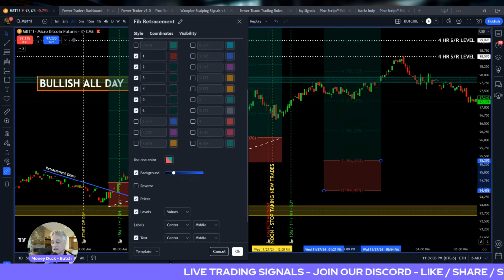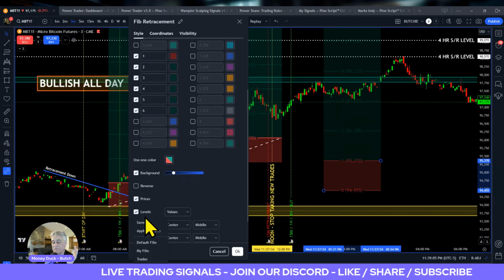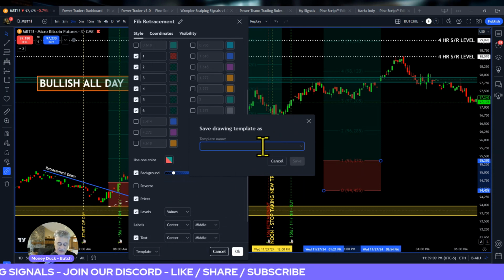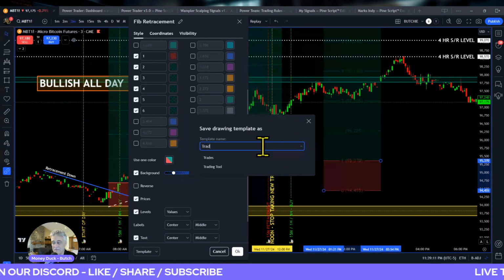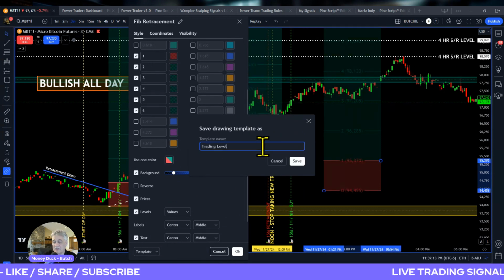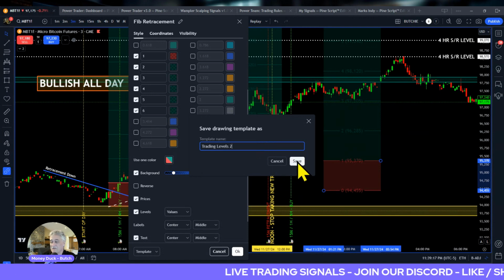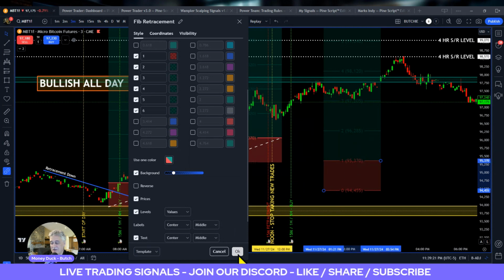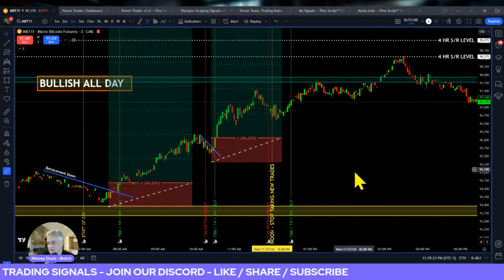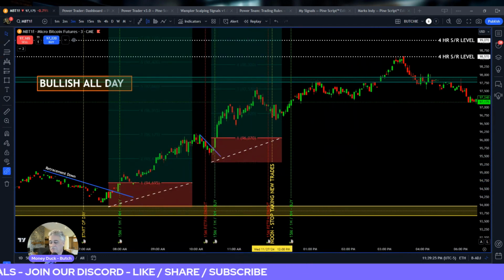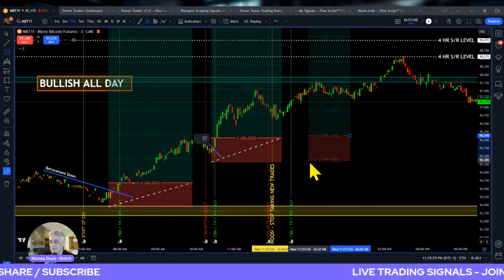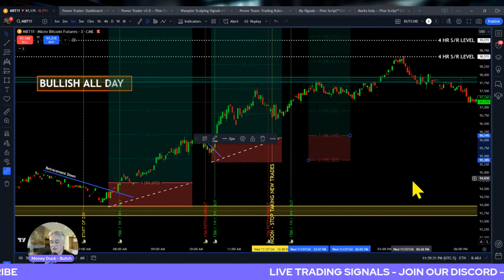So once you've done everything, click on template, click on save as, okay? And then type in whatever you want. Now I have to type in trading levels 2 because I've already made one up. Trading levels 2 and then hit save. Okay, now it's saved. So now what it's going to do is the next time you go, pick the fib tool and pull it. There you go. It's all set up for you, okay?